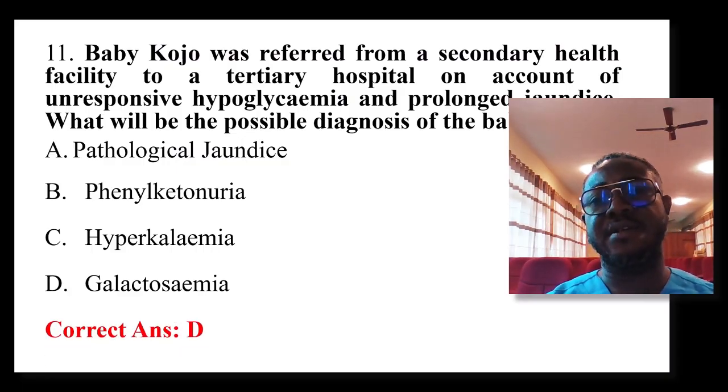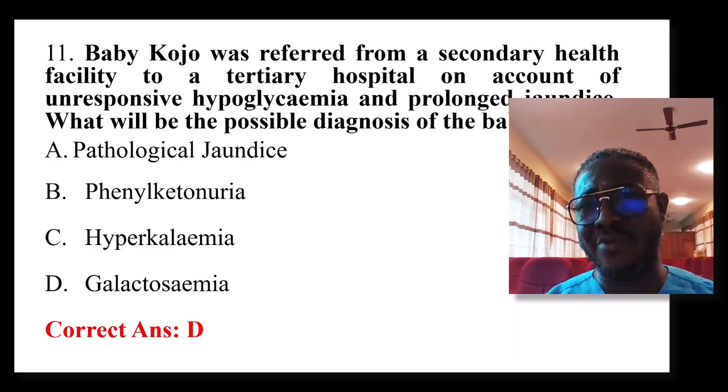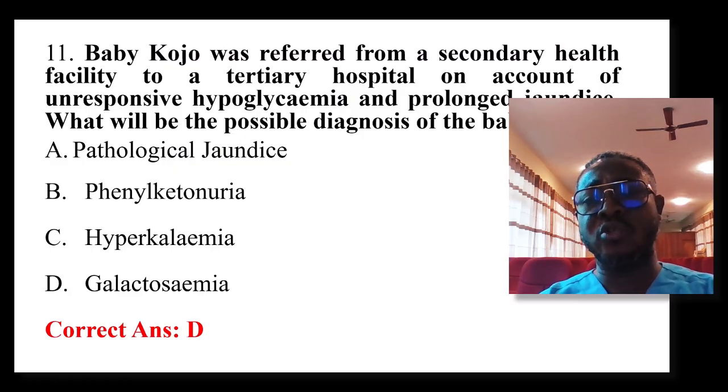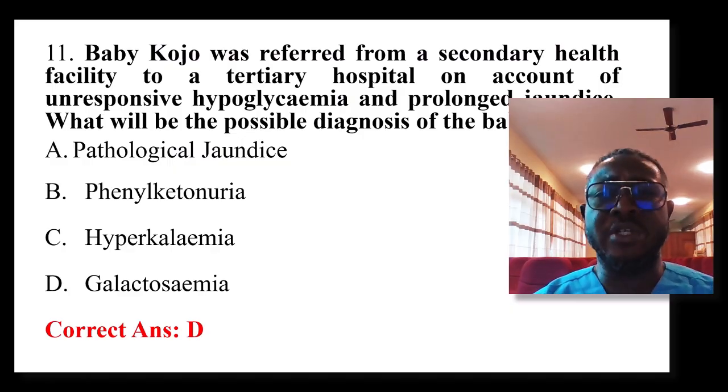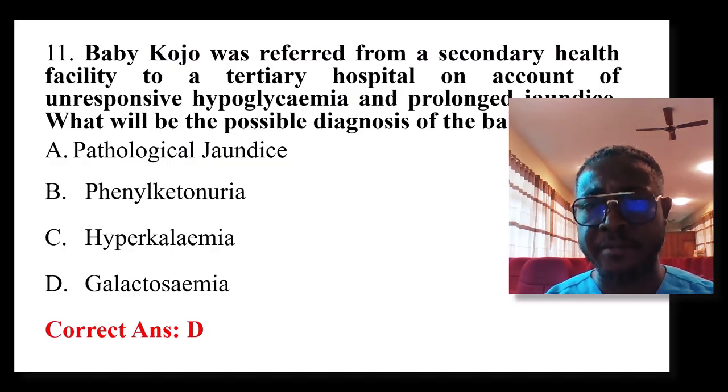Galactosemia. So when a baby presents to your facility with unresponsive hypoglycemia and prolonged jaundice, it can be as a result of galactosemia. Why? The first one is simple: hypoglycemia. Galactose needs to be converted to glucose, but because we don't have galactose-1-phosphate uridyl transferase, we cannot convert the galactose into glucose. And so the baby is going to have hypoglycemia. But what is the jaundice also doing here? That is the question we need to ask ourselves again.